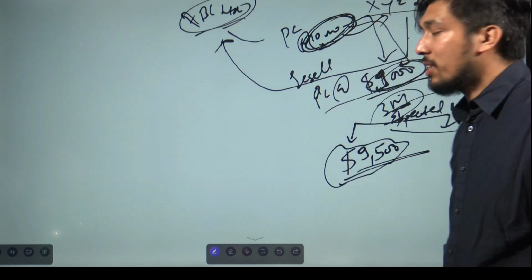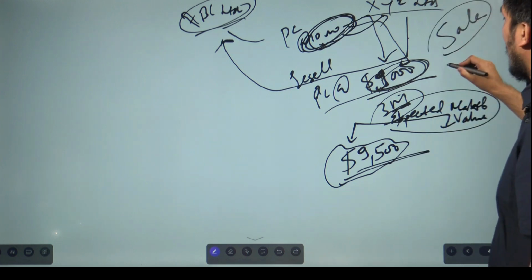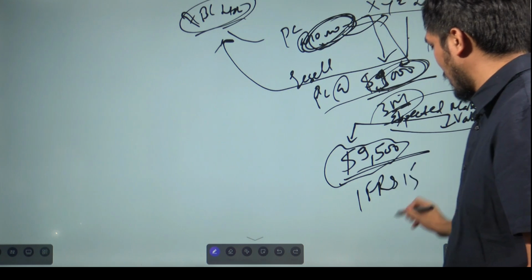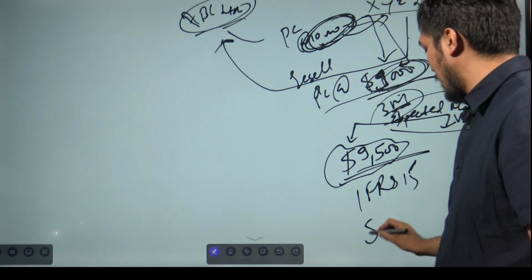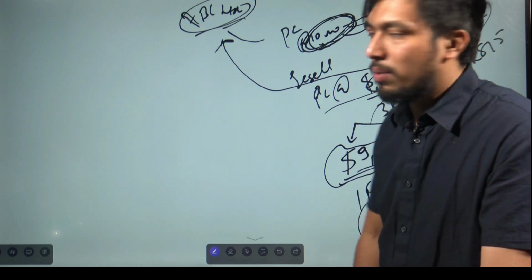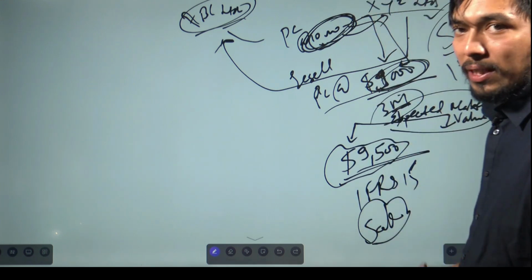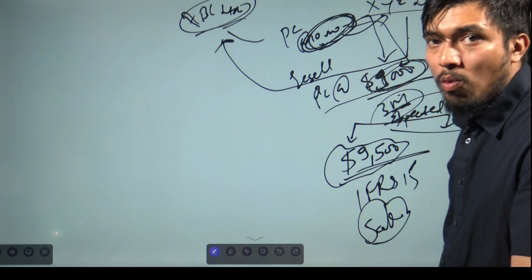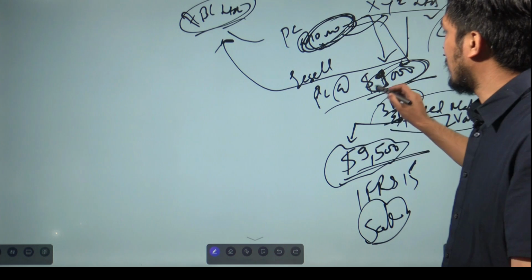Then it will be considered as a sale, and here will be the applicability of IFRS 15, and it is a contract of sale, because there is a certainty of the buyer not exercising the put option, because the expected market value at the time of exercising the option is more than the resale price of the agreement.